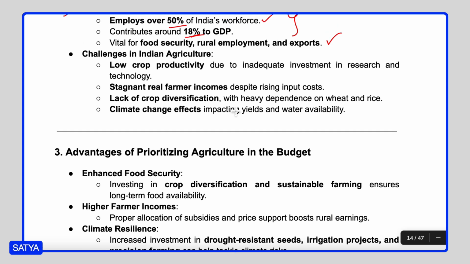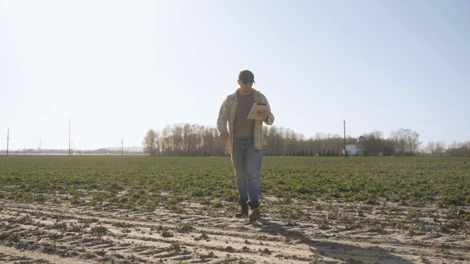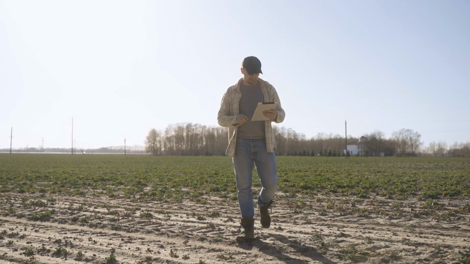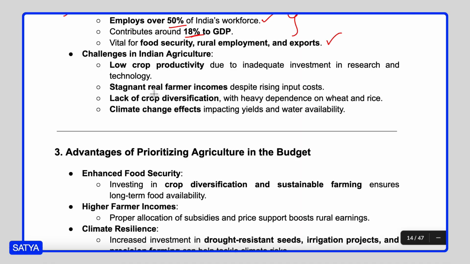When it comes to some of the challenges with regard to Indian agriculture: low crop productivity due to less investment in R&D and technology. Stagnant real farmers' income. Friends, if you observe past scenarios, input cost is rising and real income is falling. So that's why we have ZBNF, zero budget natural farming, which is widely practiced to reduce the input cost. Lack of diversification. The majority of Indian farmers go for wheat and rice because of MSP, and climate change effects impact yields and water availability.